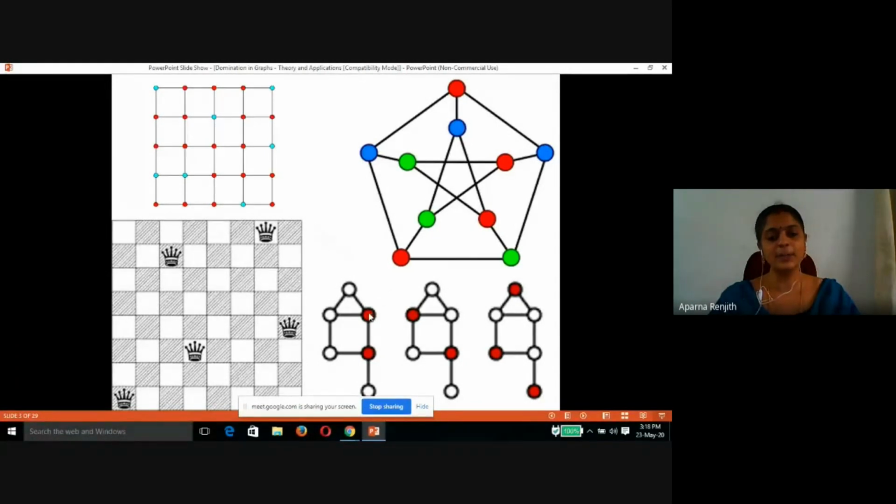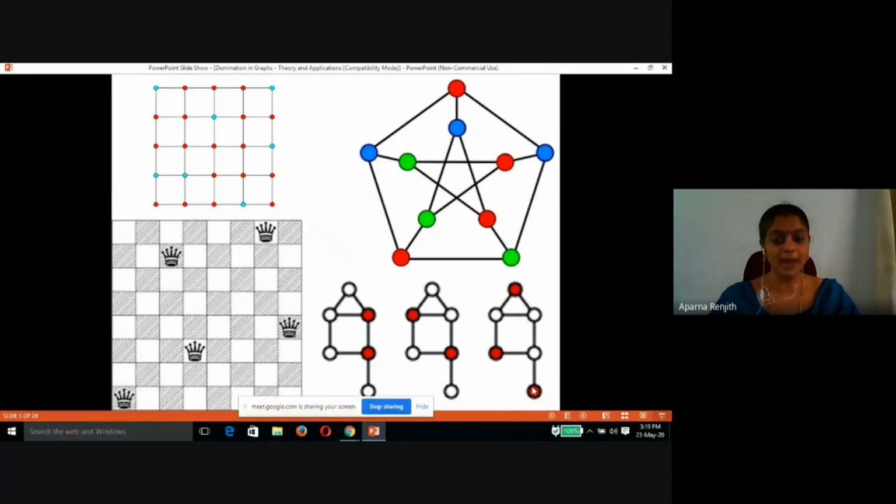What happens if we replace this red vertex by this one? That is the second case. Still, you can see that all white vertices are adjacent to at least one red vertex. So this is also a dominating set. So the dominating set need not be unique. Again, move on to this third case. Here I have 3 red vertices and all the white vertices are adjacent to at least one red vertex. So these 3 form a dominating set.